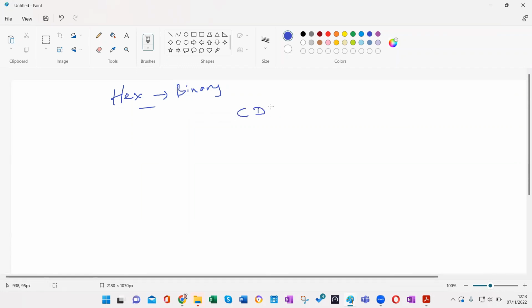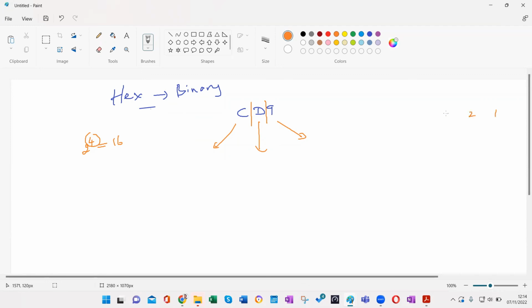Okay, shall we take 9 also? CD9, okay? So we have three hexadecimal values. So we represent each hexadecimal value using binary. Simple as that. And each hexadecimal value should be represented using how many bits? Don't forget 2 to the power 4 is 16. So we need 4 bits. Now you write the positional values for 4 bits.